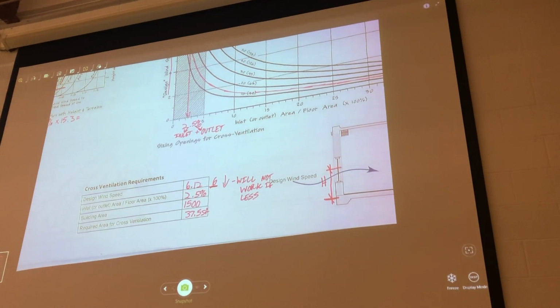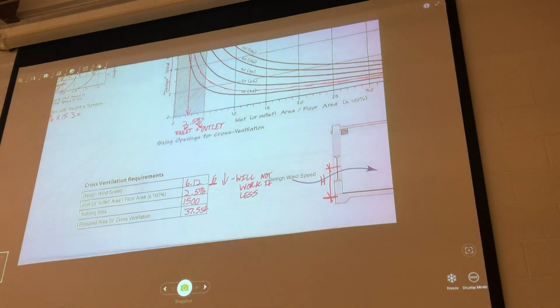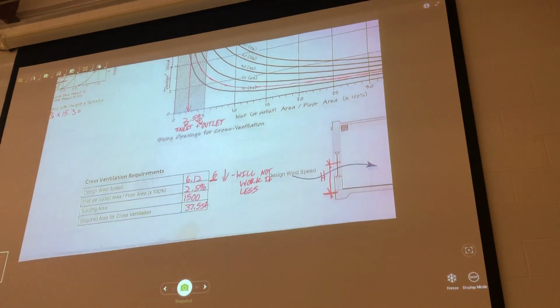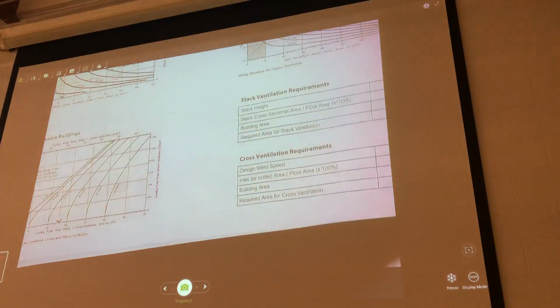This is again where you guys can make the decision. Do I go ahead and design with something a little bit smaller? That way I have a larger overall inlet and outlet area. Or do I just say I'm going to design with 37.5 square feet and that's it? Again, that's up for you guys to decide. And then we just size for cross ventilation. Again, pretty simple, isn't it?